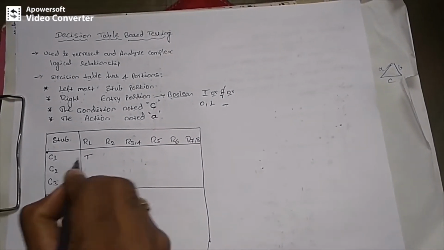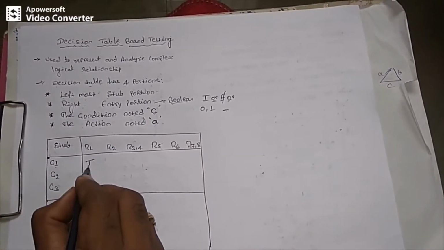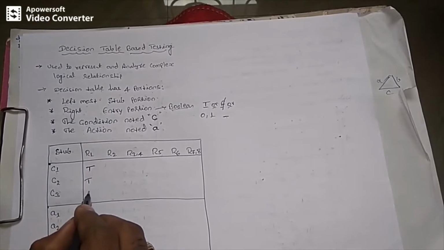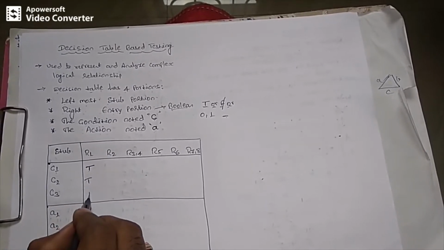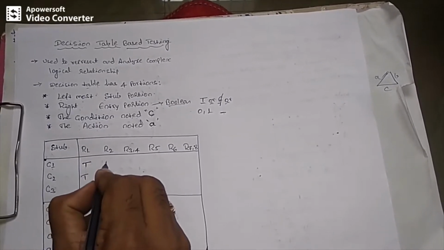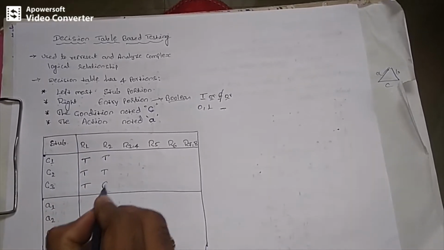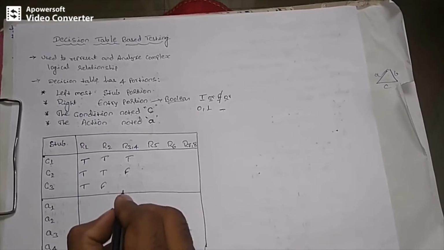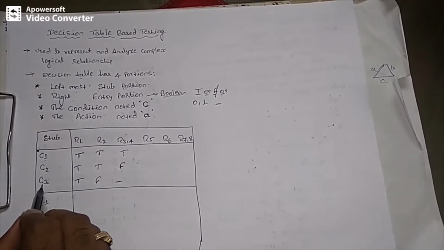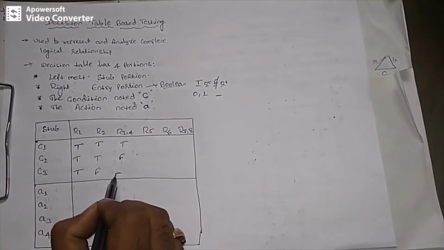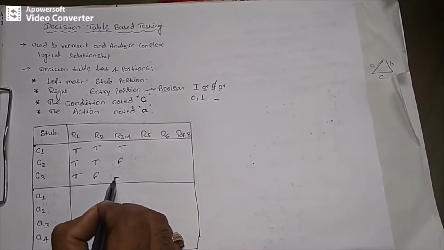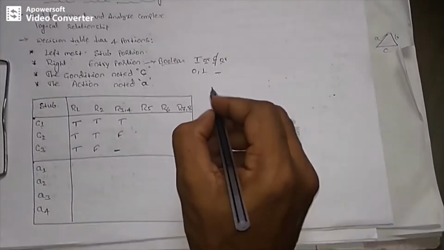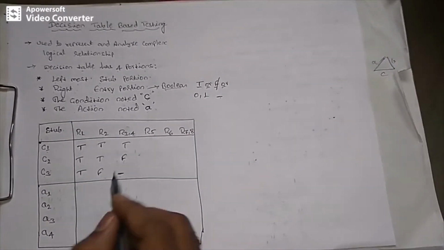So let us consider condition 1 under rule 1, it is true. Condition 2 under rule 1, true. Condition 3 under rule 1, true. So here true, true, false, and true, false. Sometimes if condition 3 for rule 3 and rule 4 is absent, that is represented by using this dash. The dash indicates not applicable, a don't care condition.